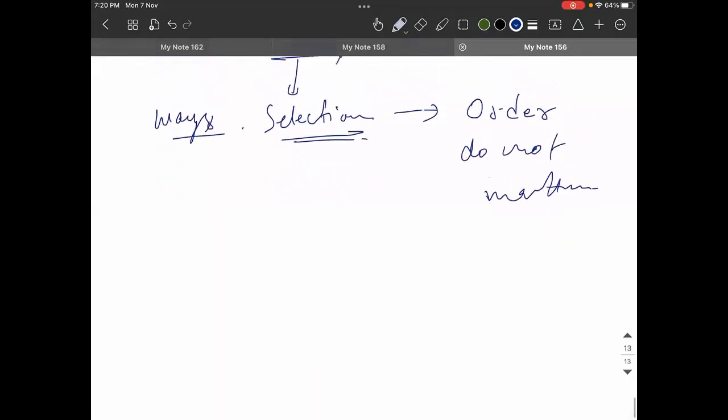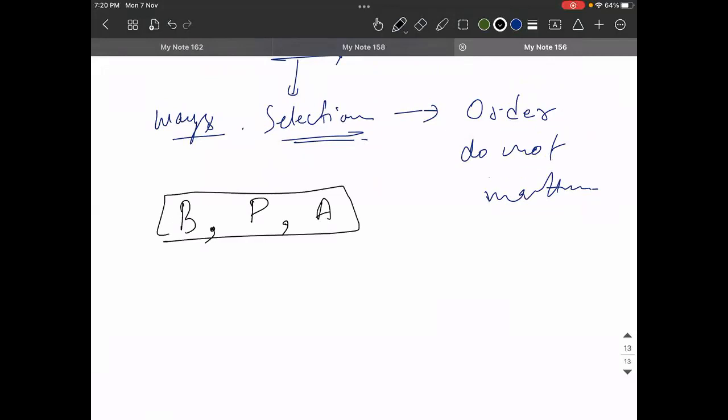Like if you have, let's say three, I'll just take the example of three because it is easy to understand. Suppose you have a banana, a pear, and an apple. These are the three fruits that you have. In how many ways can you select them? If you have to select only two, you can select either a banana and a pear, a pear and an apple, or a banana and an apple. So these are the possible ways you can select.